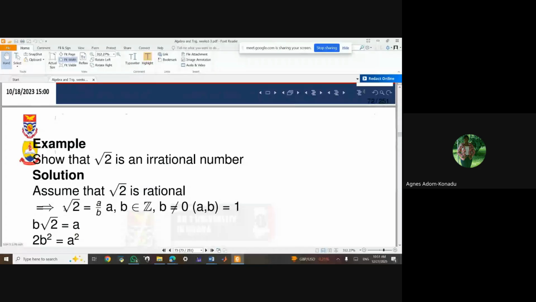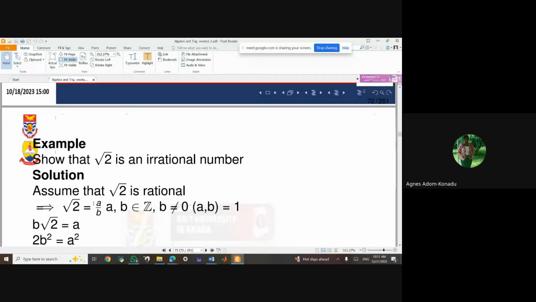So what I've written here is a lot of things in a mathematical way. Root 2 is equal to a over b means that this is a rational number. And my a and b are integers. My b is non-zero, it's not equal to 0. And then the greatest common factor for a and b is 1.